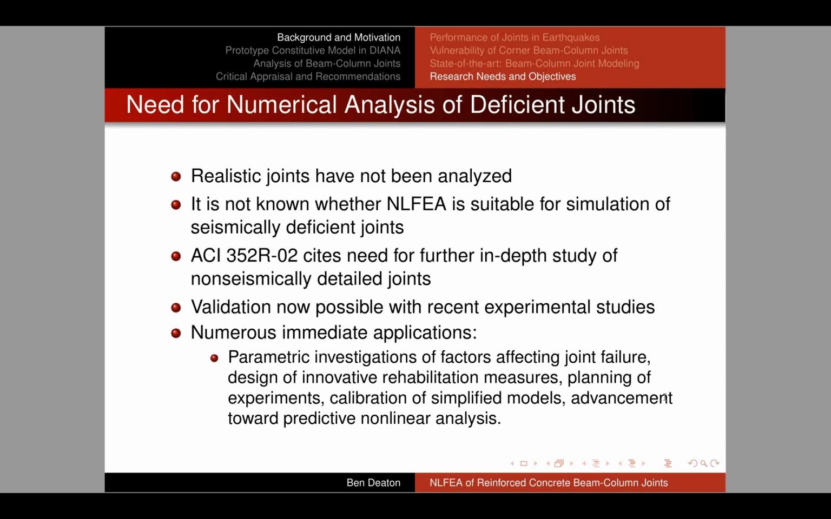And there's numerous immediate applications, like parametric investigations of the factors affecting joint failure, design of innovative rehabilitation measures, planning of experiments, calibration of simplified models, and advancement towards true predictive nonlinear analysis, which I think is what we're all after.